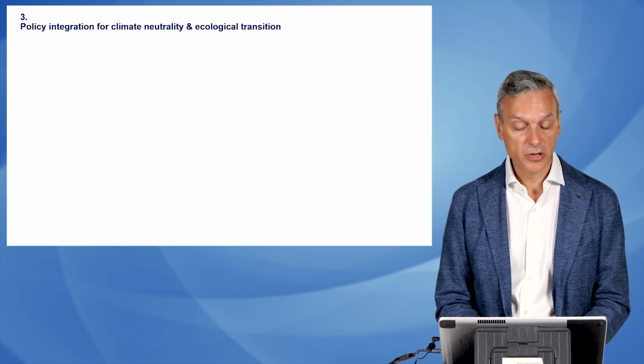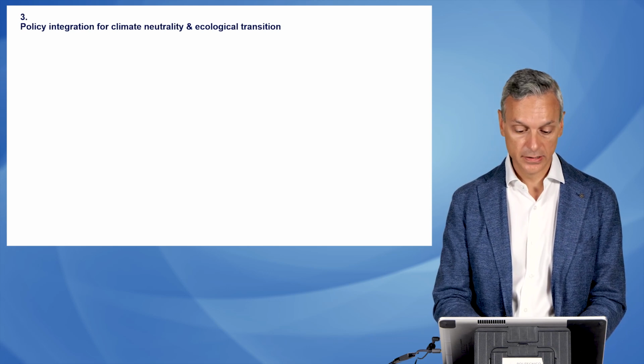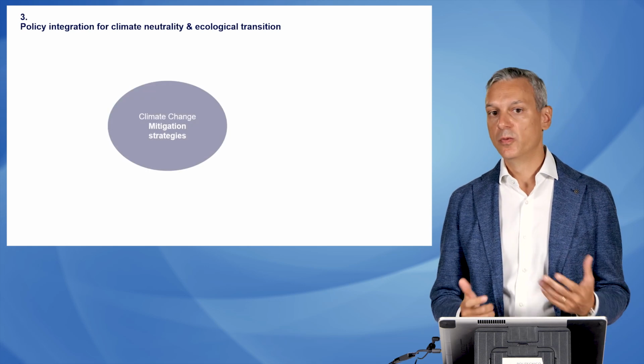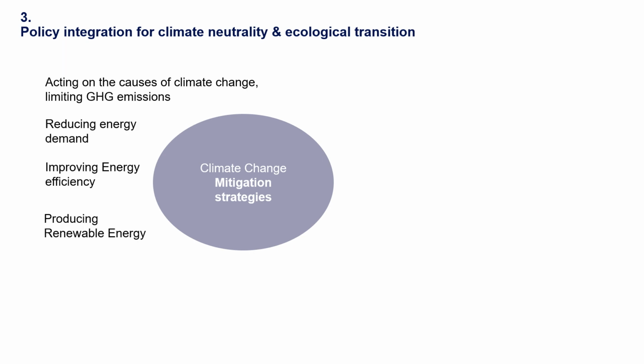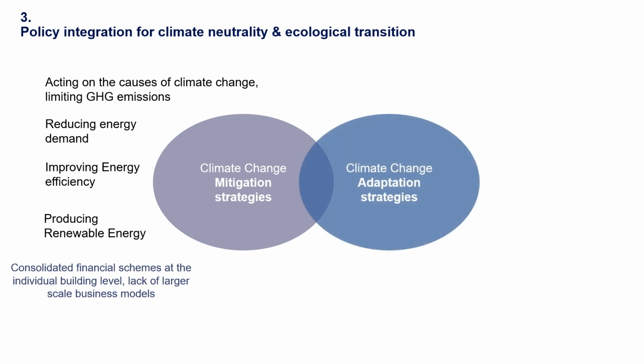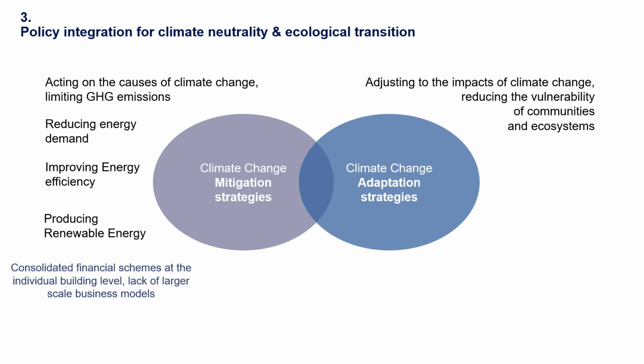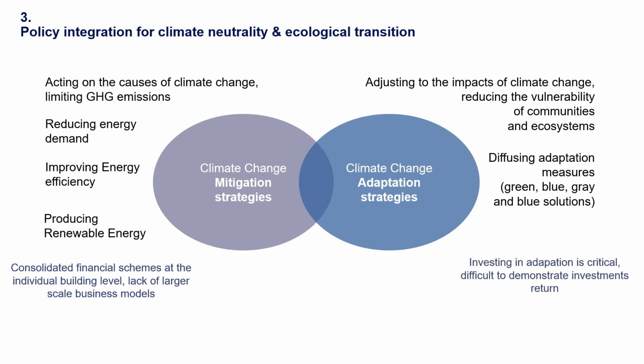The third point is policy integration for climate neutrality and ecological transition. We are used to being overwhelmed with the number of policies, like mitigation policies, acting in different fields of energy reduction, improving energy efficiency, or producing renewable energy. On the other side, more recently, we are also dealing with adaptation strategies, and adaptation strategies, of course, try to reduce the impact of climate change by diffusing adaptation measures.